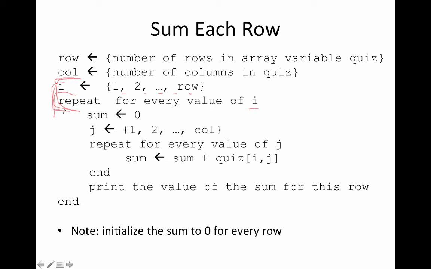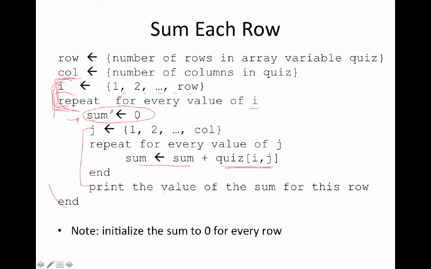Now what we want is a sum for every row. So we need to initialize a sum variable to 0 for every row. So for every row, initialize a sum to 0, and then we're going to add all of those numbers together. For example, for our variable quiz, using quiz sub i, comma j, again the loop variable of the row first and then the loop variable over the column, add all of those elements to a running sum, and then once we get that, print it out.